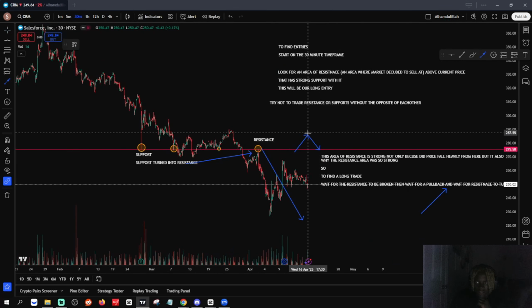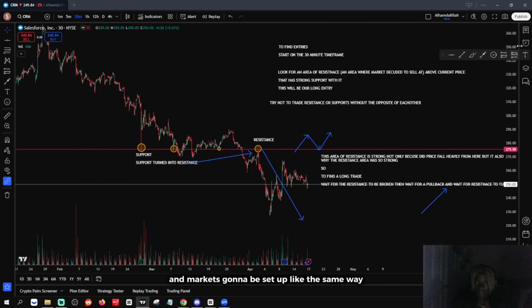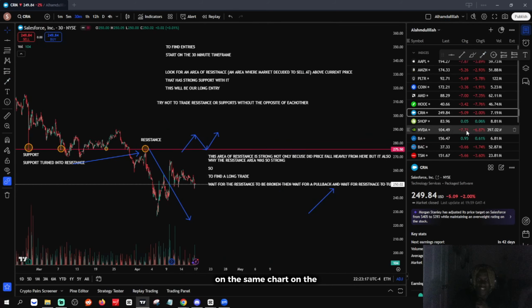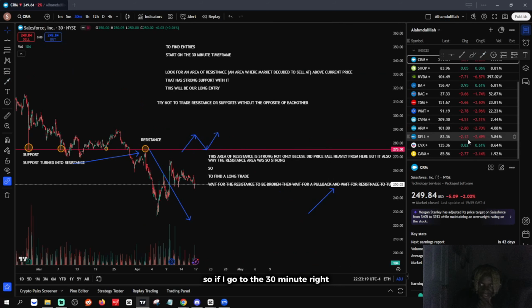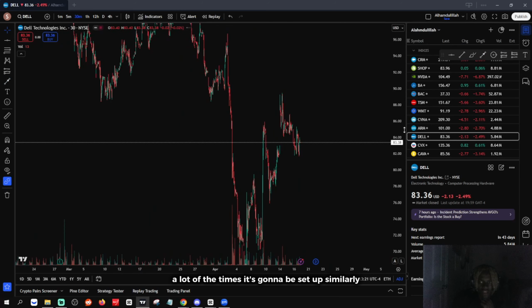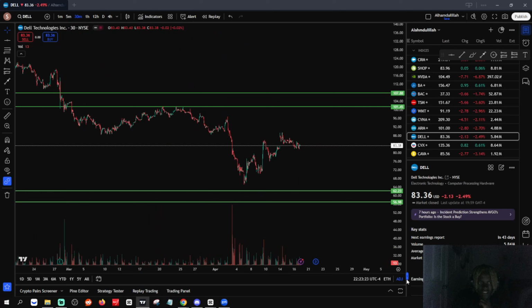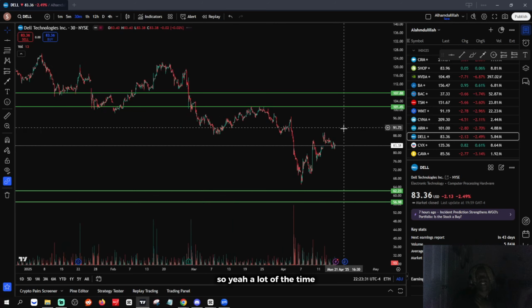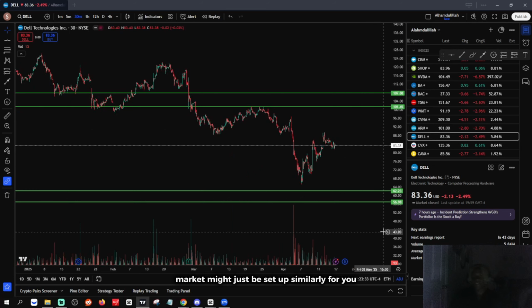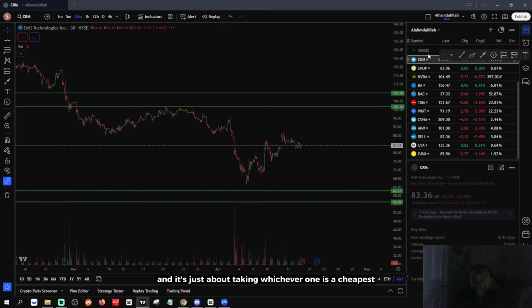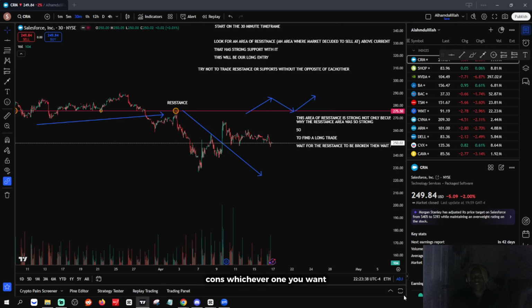Exactly. And the market's going to be set up the same way on the same chart. So if I go to the 30-minute and click on Dell, a lot of the time it's going to be set up similarly. A lot of the time the market might just be set up similarly for you, and it's just about taking whichever one is cheapest, whichever one you want.